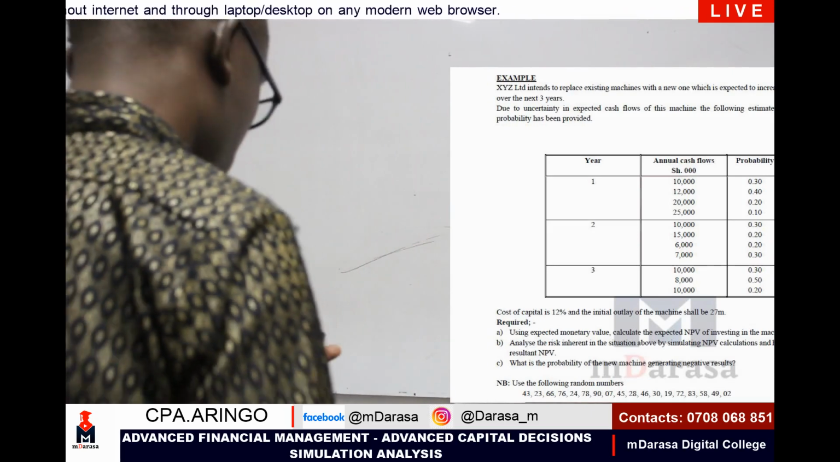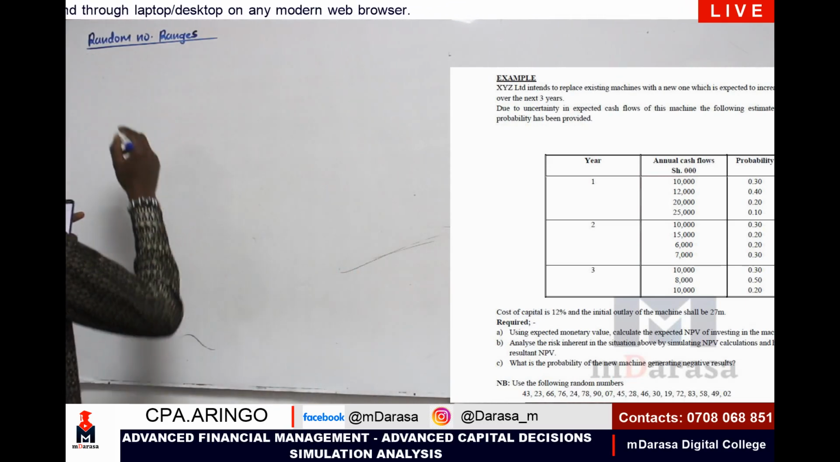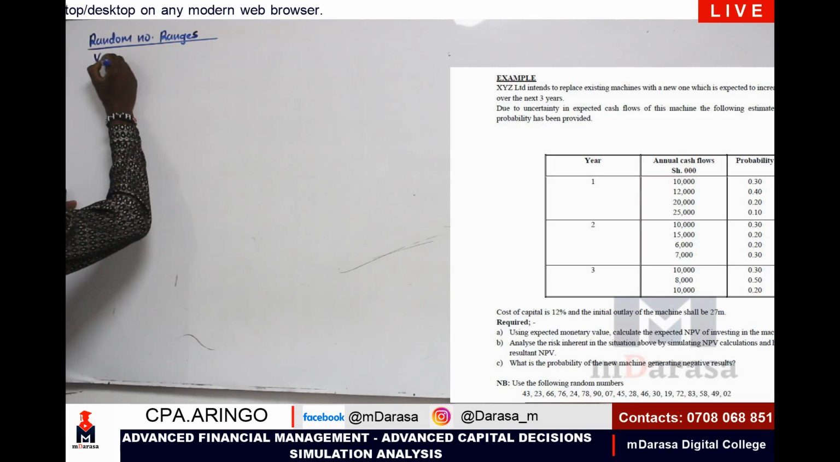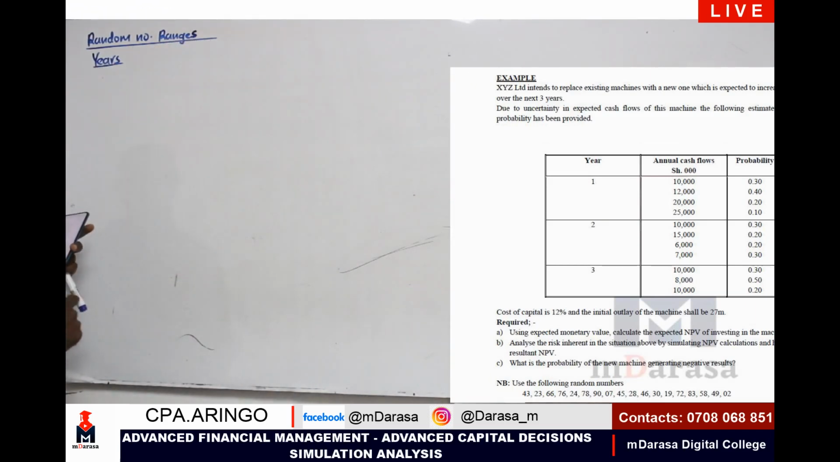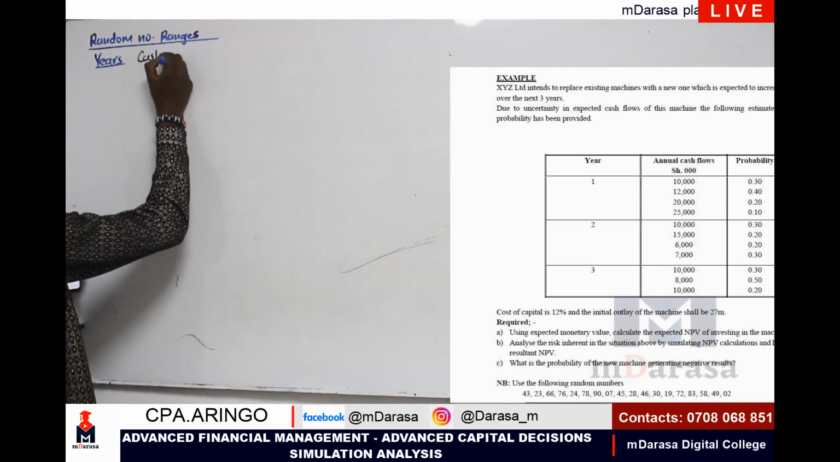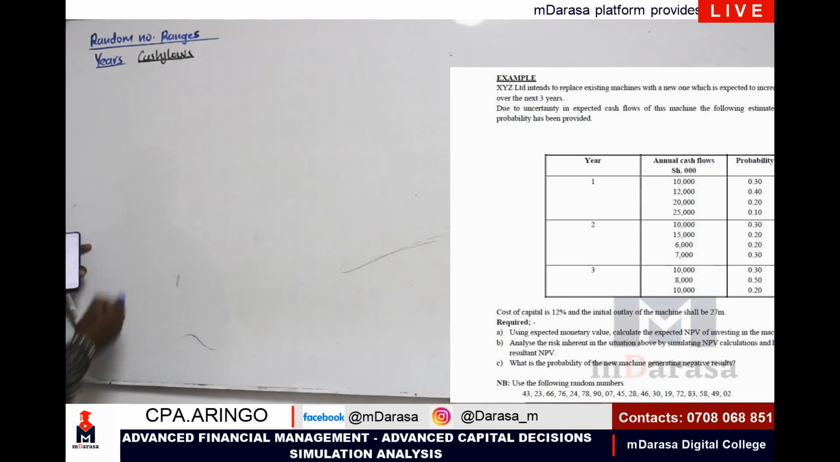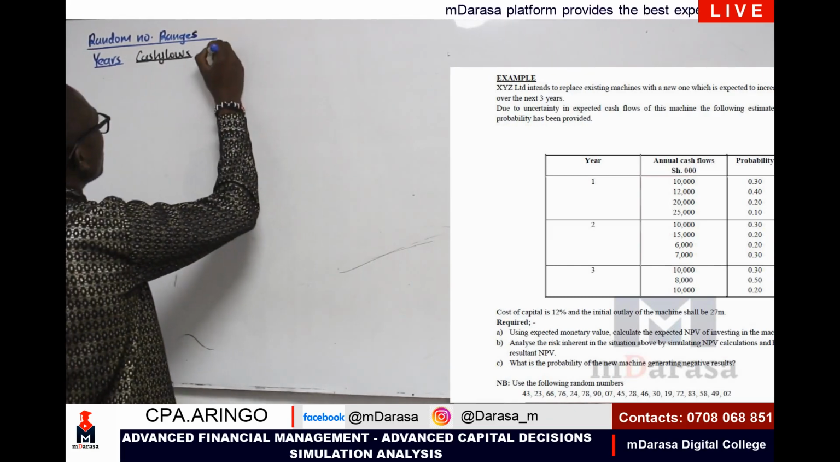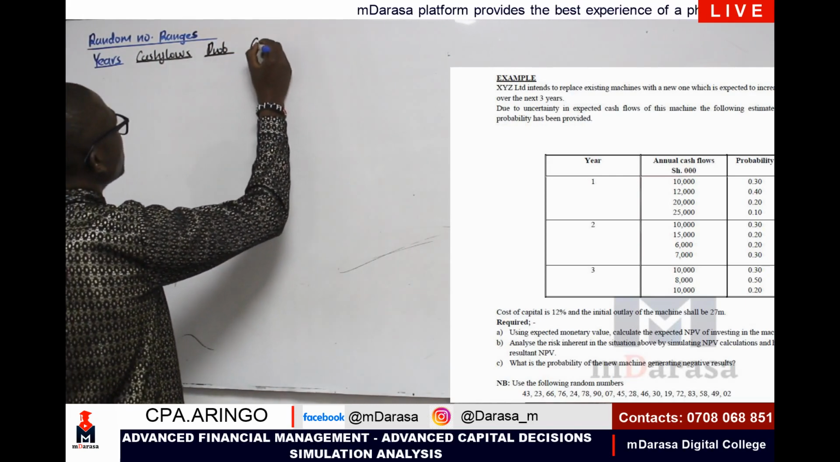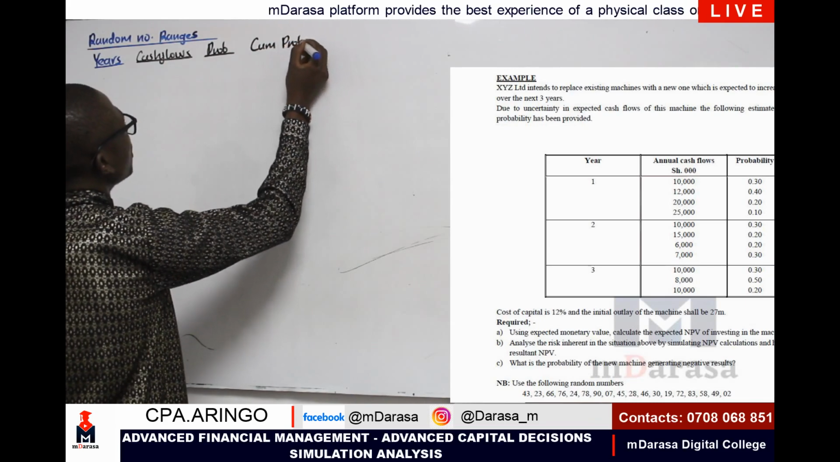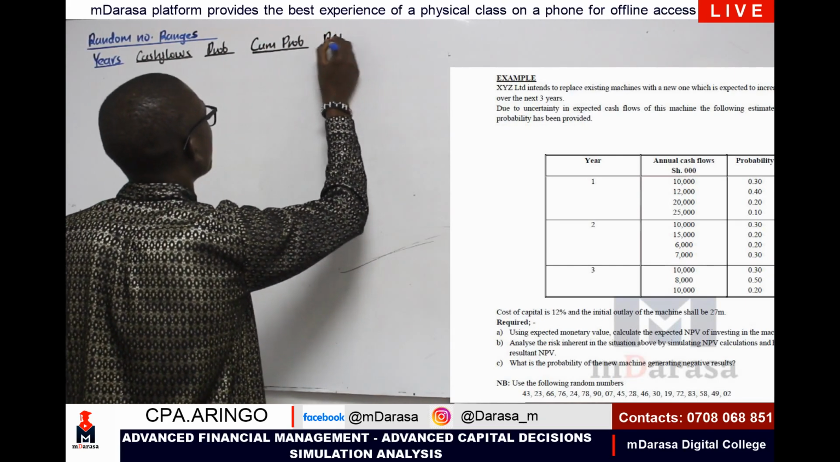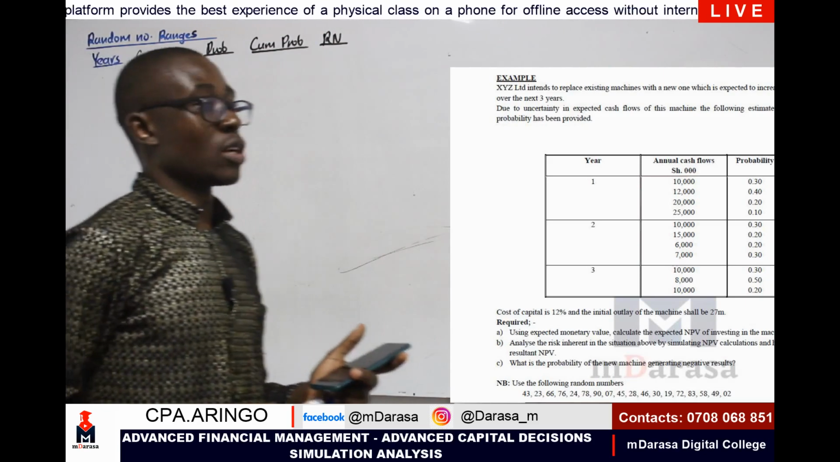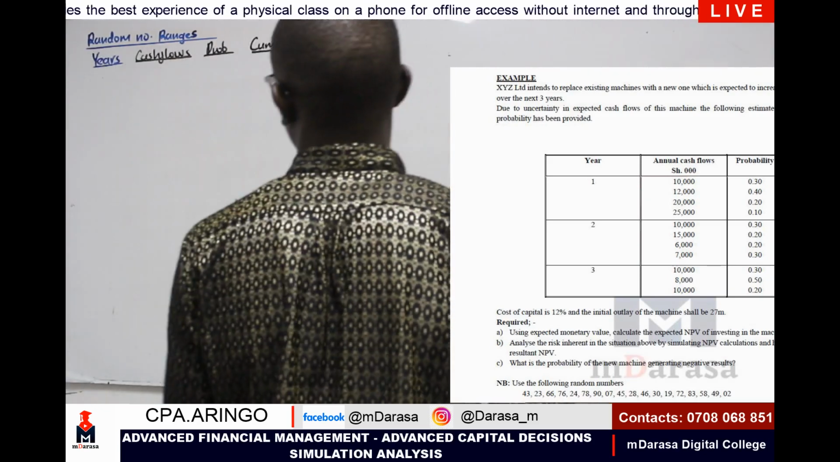We start by year 1. So these are our years. In our years, we are having the following. I'm having our cash flows here. We are having our probabilities, cumulative probabilities, and I want us to have now our random numbers. We are preparing our random number ranges. That is what we should be having. Okay? So let us start.